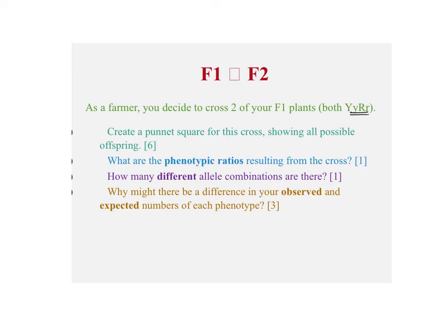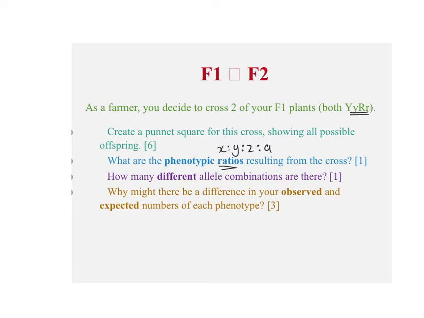Can you please create a Punnett square, as we've done, following all of the rules from last lesson? What are the phenotypic ratios? So I need X to Y to Z to A if there's 4 different phenotypes. How many different allele combinations are there? So you might need to have a look and count those. And then why is there a difference between your observed and expected numbers of each phenotype?